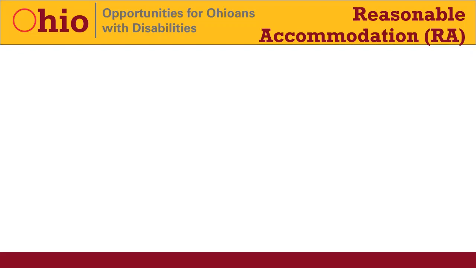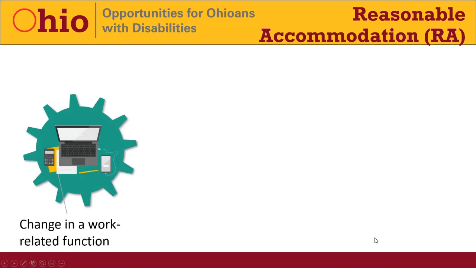Dennis, a reasonable accommodation is a change in a work-related function or process that removes a barrier and enables an individual with a disability to access equal employment opportunities and to participate in work-related activities. So, Julie, what kind of work activities might an individual need an accommodation for?